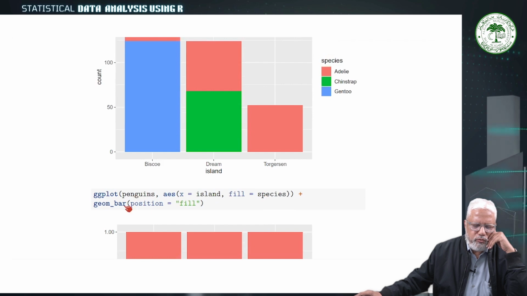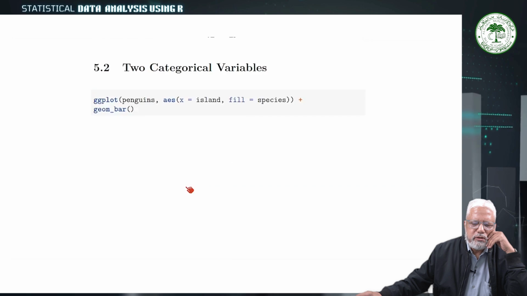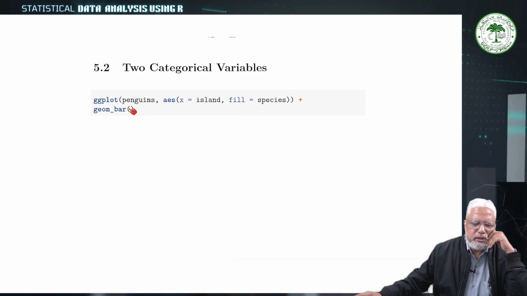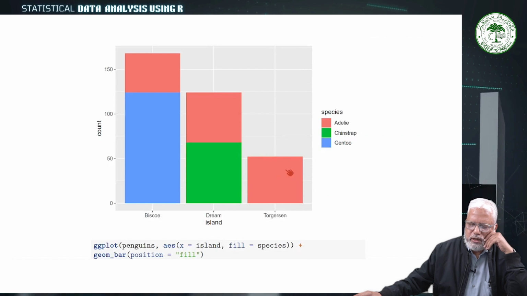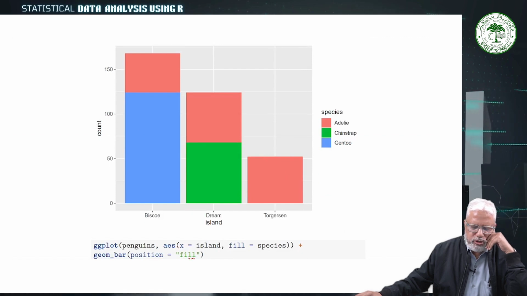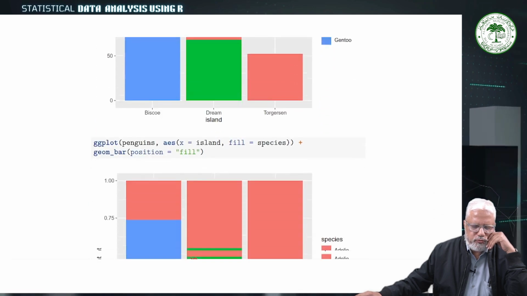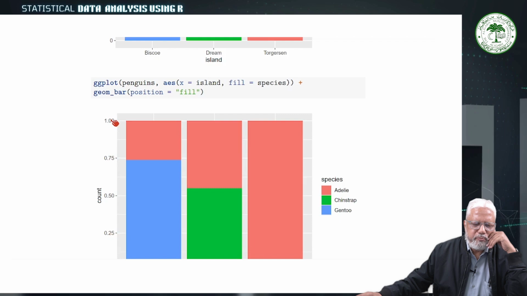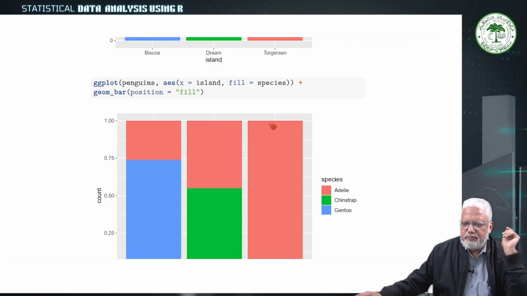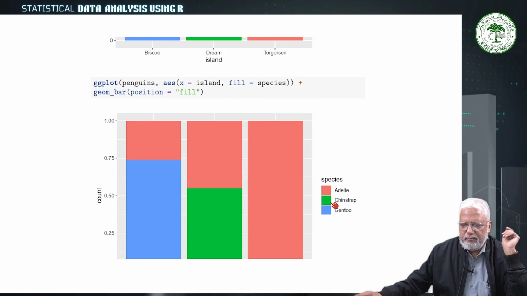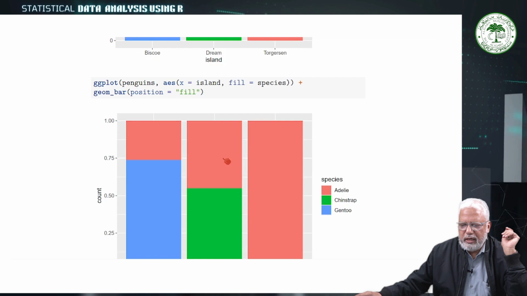Here, when geom_bar is used without giving any position, without giving any argument here, it returns it like this. But if we have geom_bar position is equal to fill, it gives count in terms of percentage. So here Adelie is fully 100%. Here Chinstrap is this, and here Adelie.